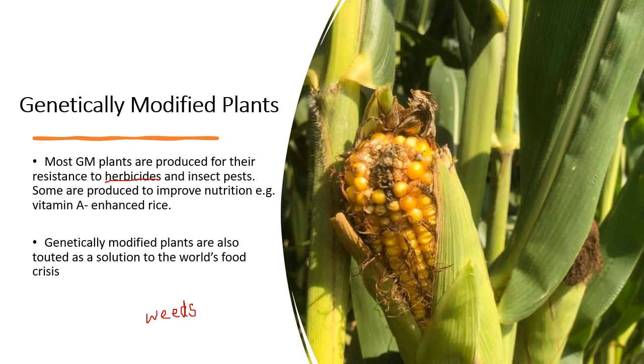So herbicides are used to kill these weeds, and genetically modified plants can be resistant to herbicides because they've been genetically modified to be that way. Genetically modified plants can also be resistant to insect pests, and I think there's an example here on this video that I will show you. And sometimes genetically modified plants are used to enhance nutrition, as in the example of vitamin A enhanced rice.